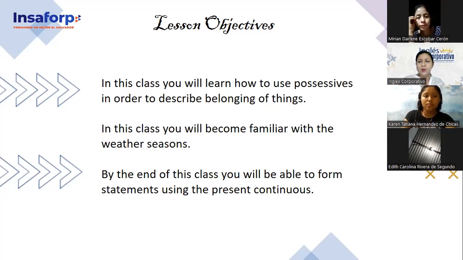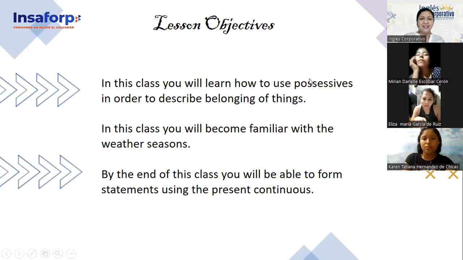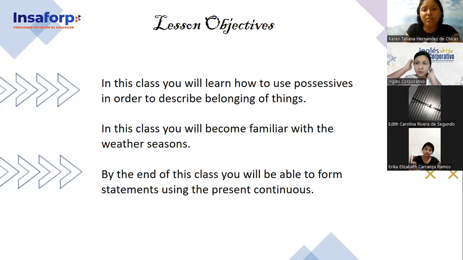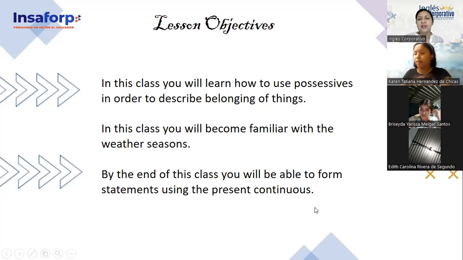Okay. Who is going to read the second objective? Briseida and Erisa. And the third, Karen. Okay. In this class, you will become familiar with the weather systems. Oops, sorry. And Karen Tatiana. By the end of this class, you will be able to form statements using the present continuous. Exactly. Very good, people. So we have possessives, the weather, seasons, and the present continuous.